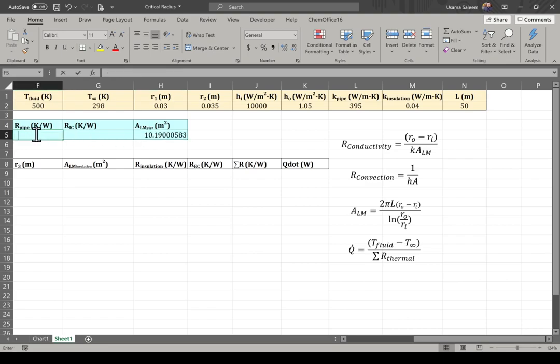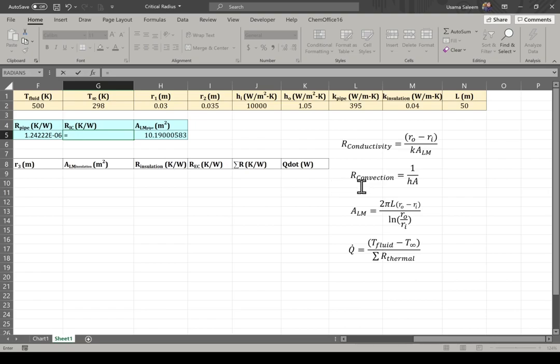Once again, R2 minus R1, divide that by the conductivity of the pipe. Divide that by the log mean area. So again, the thermal resistance due to the conductivity of the pipe is a very small number, because if you remember from the previous problem, our pipe was made out of copper. Copper, highly conductive.